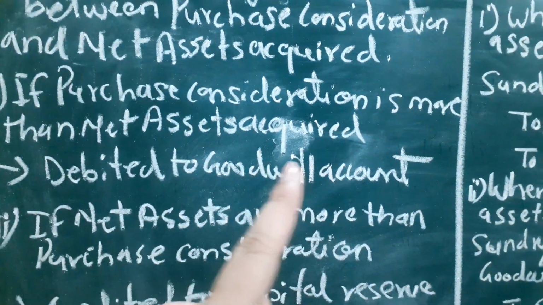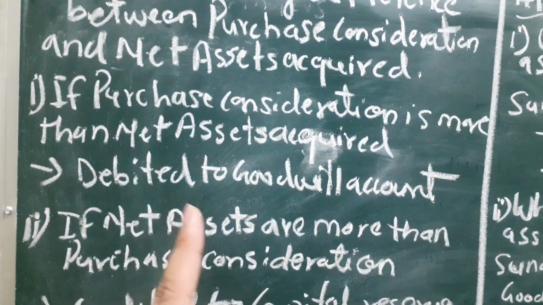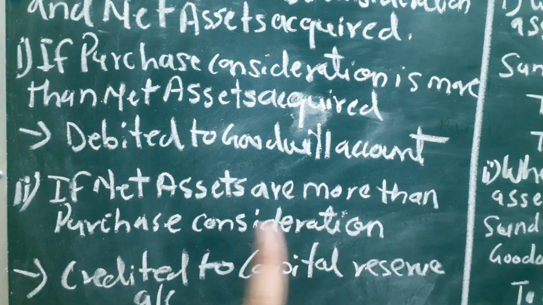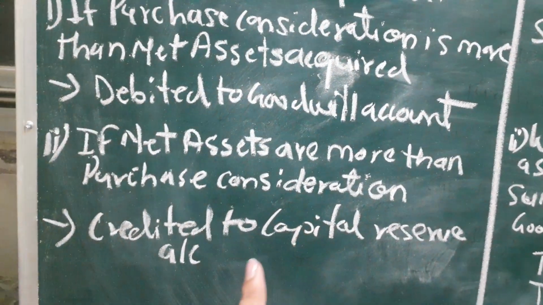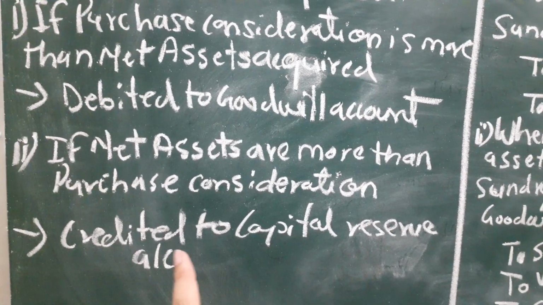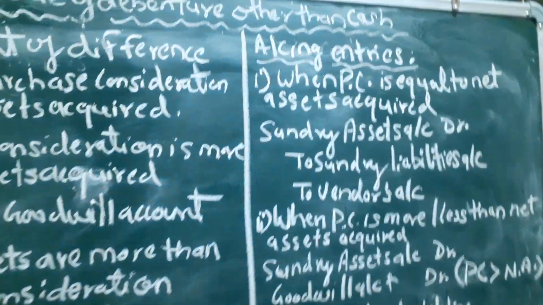So if purchase consideration is more than net assets acquired, you have to open a new account which is called goodwill account. If net assets are more than purchase consideration, a new account will be opened, that is capital reserve, which is to be credited. Now let's see the accounting treatment entries.